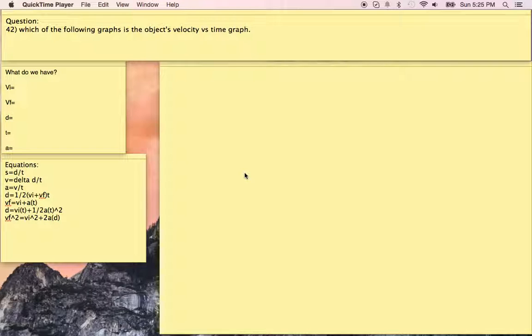So, let's go to the question. Which of the following graphs is the object's velocity versus time graph?